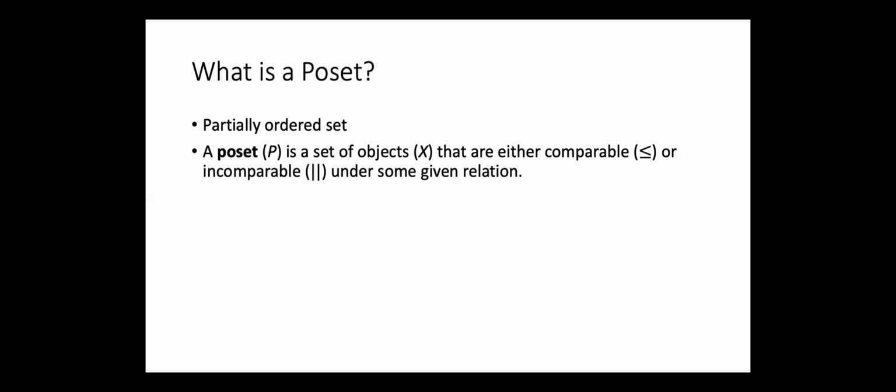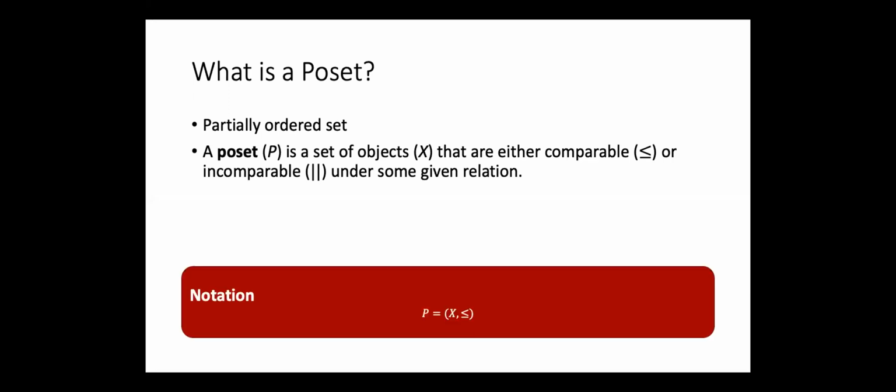And these objects are either going to be comparable, for which we'll use a less than or equal to sign or a less than sign, or they're incomparable, for which we have the double bars under some given relation. And the notation we're going to use for this, you can see at the bottom of the screen here, is P equal to the set X under this given relation. I do want to point out here that the relation is not necessarily less than or equal to. It's not necessarily less than, and we'll see an example of that on the next slide.